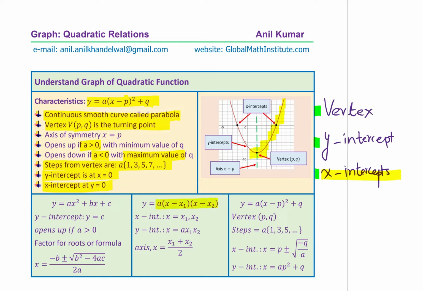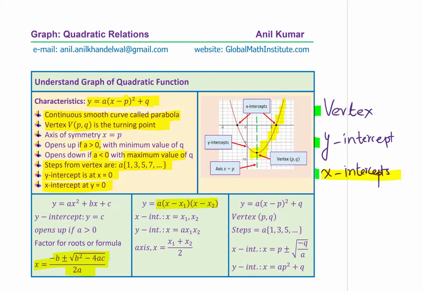Once you factor, you know the x-intercepts are x1 and x2, right? In this factored form. Well, if it cannot be factored, then you have to use the quadratic formula, correct? So this quadratic formula, which is x equals minus b plus minus square root b square minus 4ac, should be applied to find the x-intercept, right? So that gives you a key.